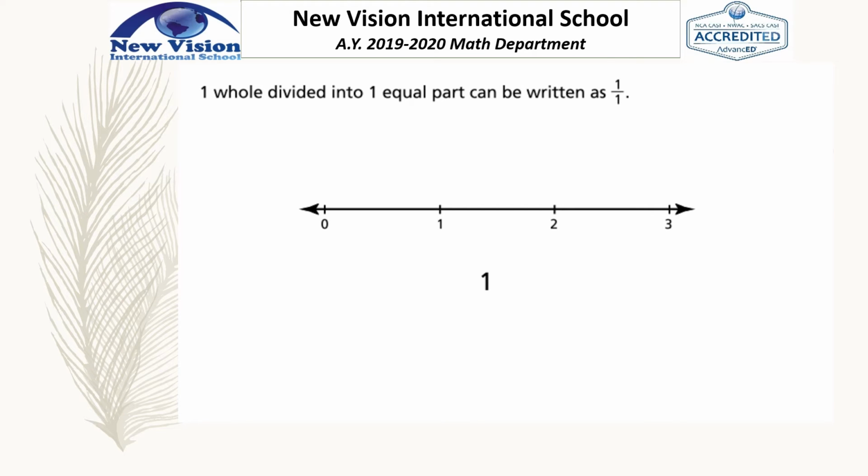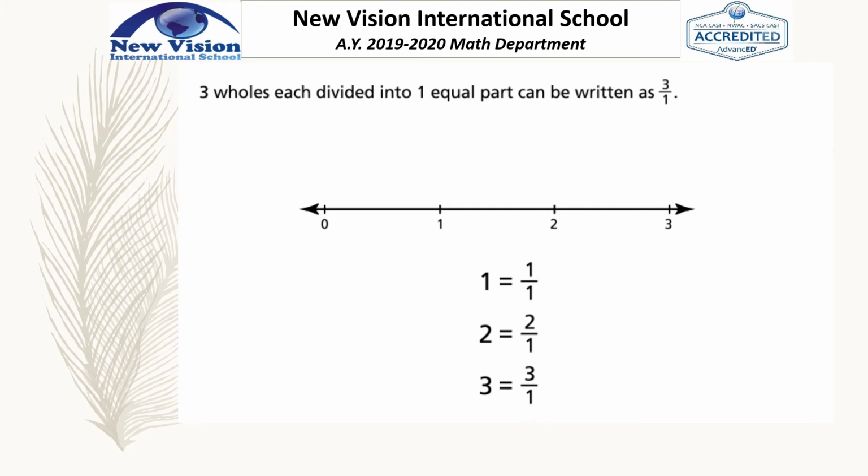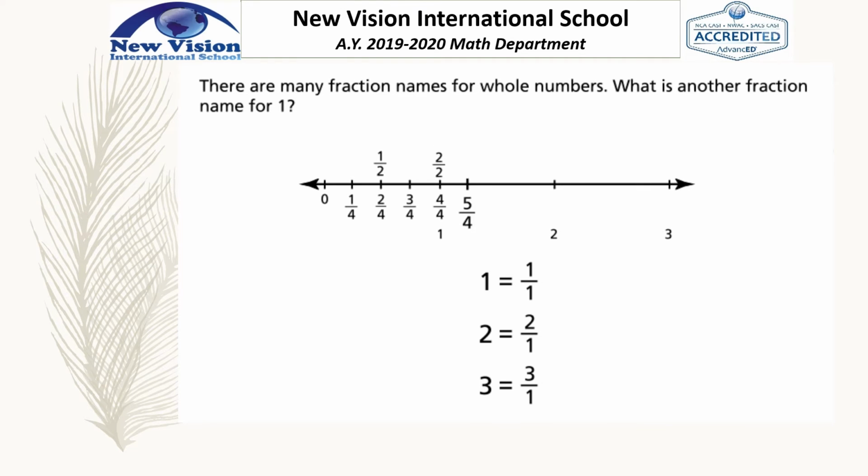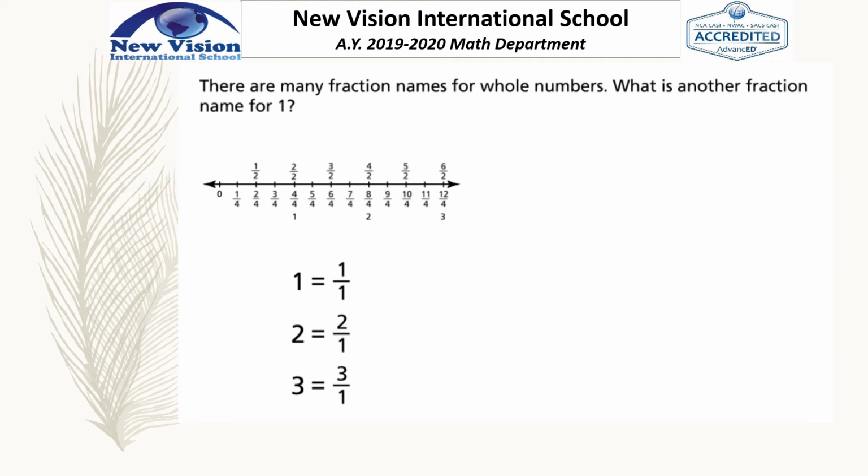You can write a whole number as a fraction by writing the whole number as the numerator and 1 as the denominator. Any whole divided into 1 equal part can be written as 1 over 1. 2 wholes each divided into 1 equal part can be written as 2 over 1. 3 wholes each divided into 1 equal part can be written as 3 over 1.